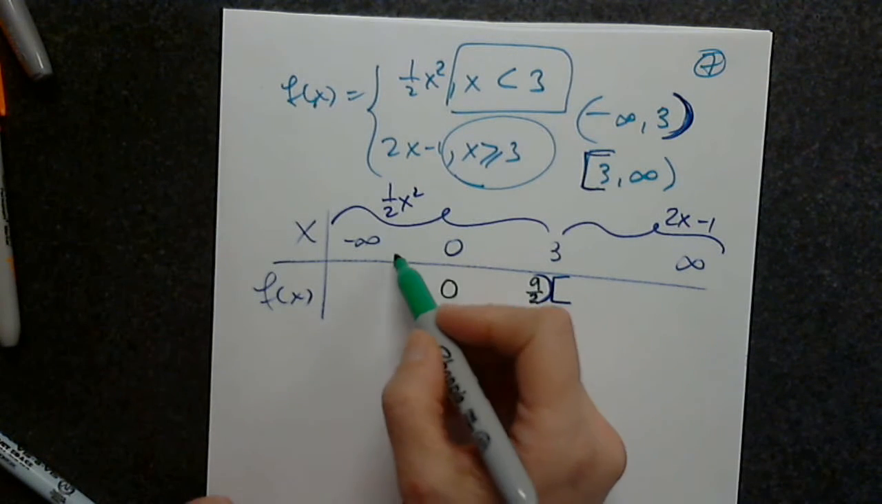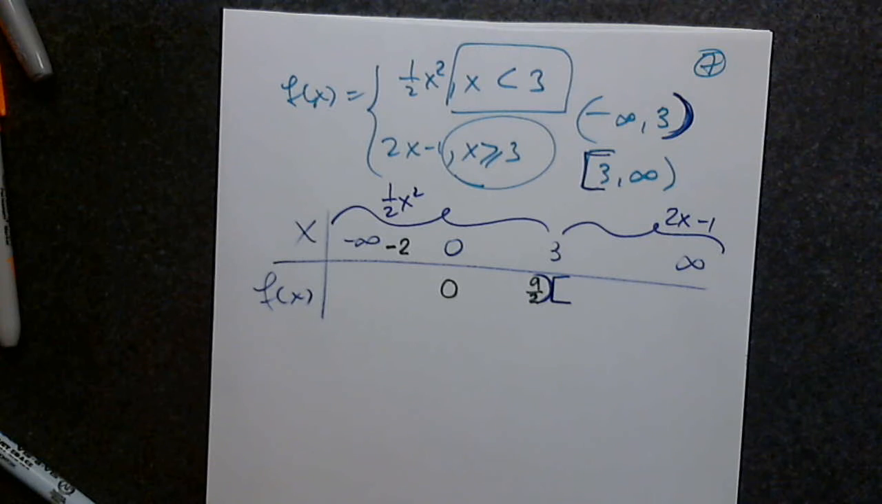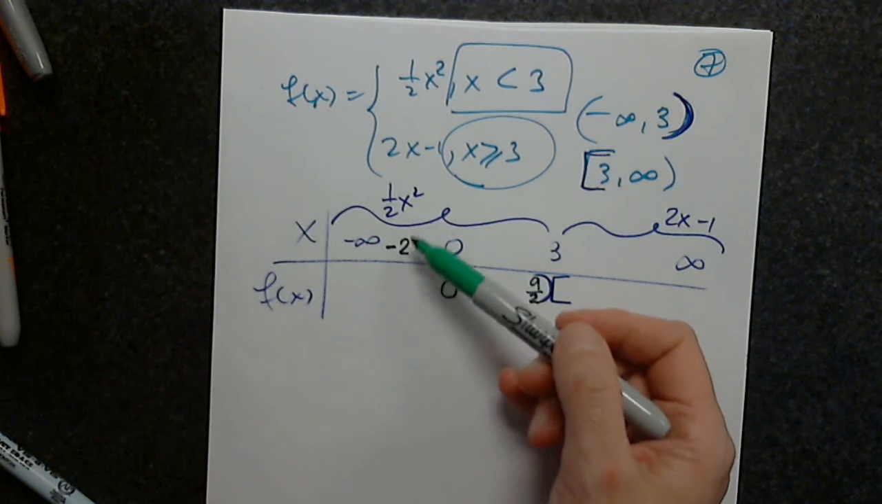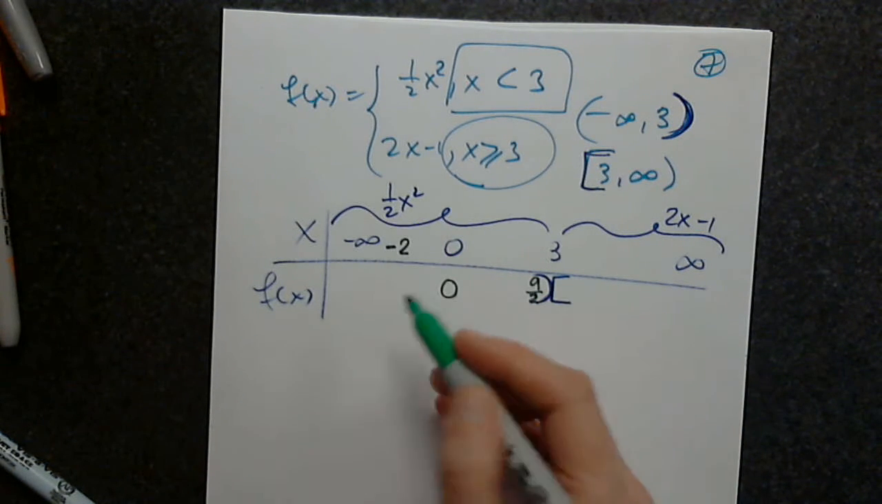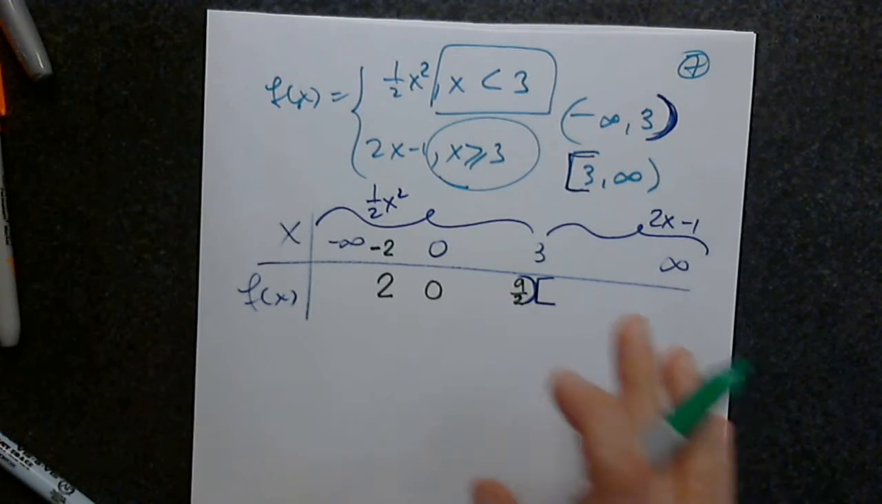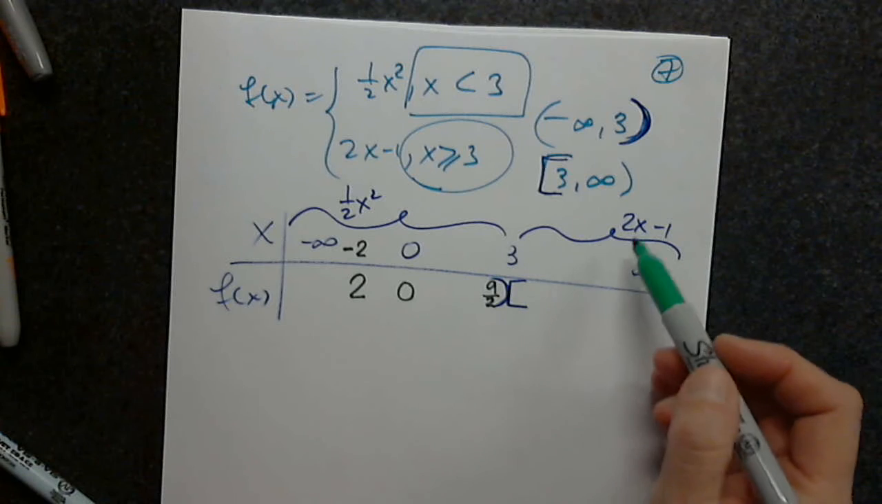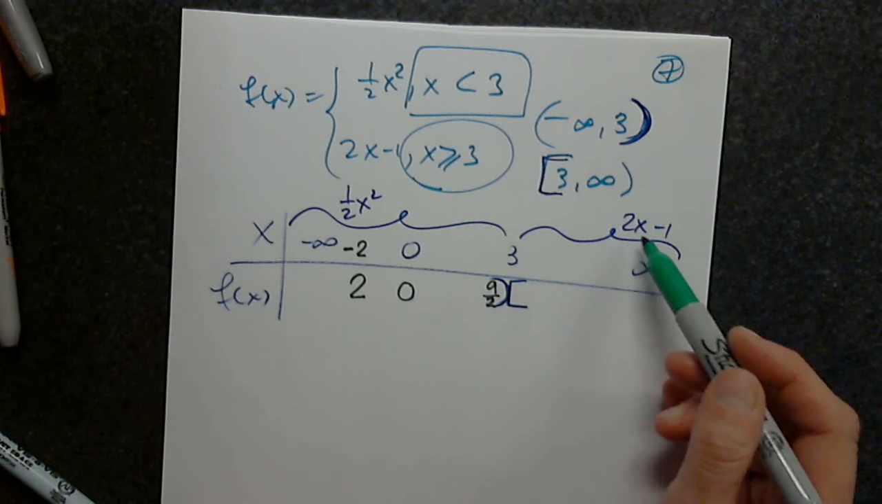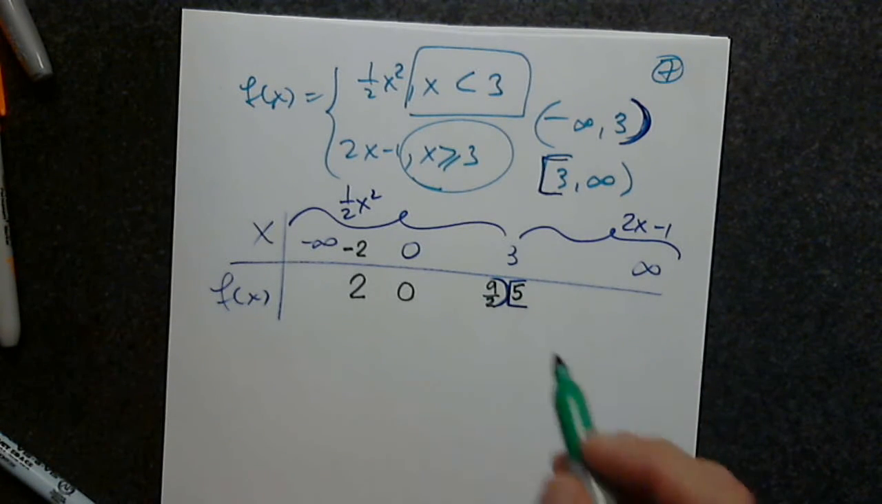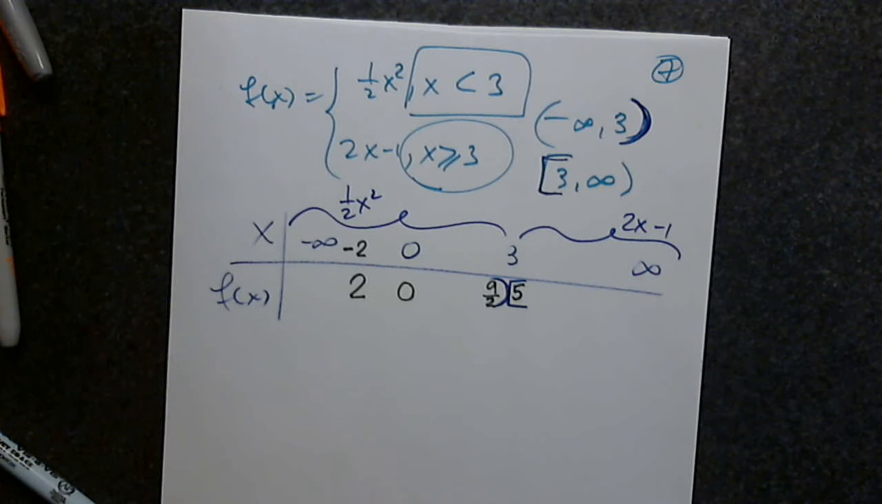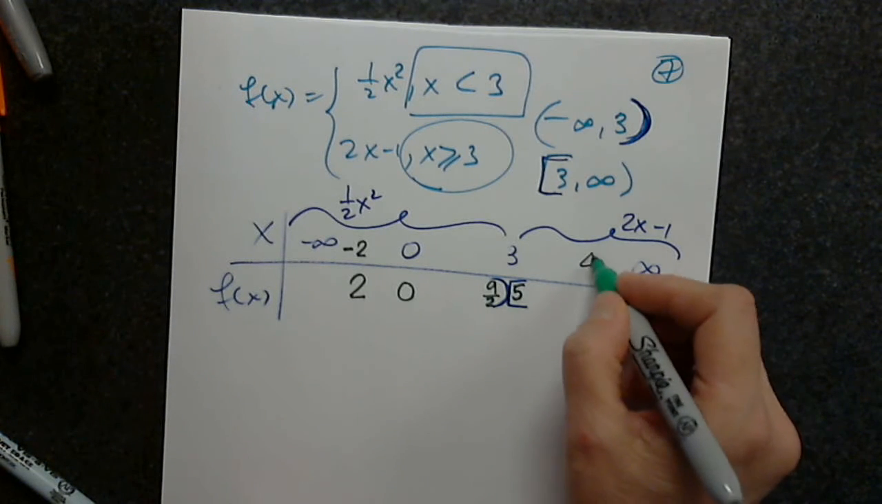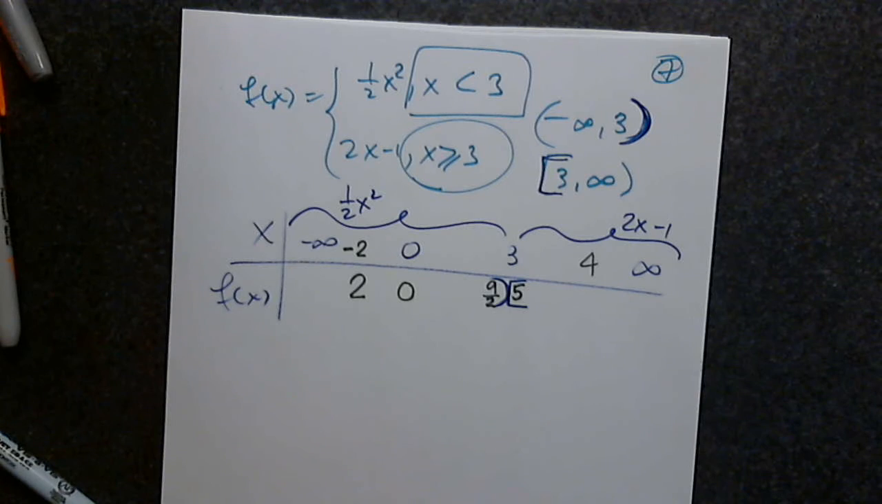Let's say I also replace x by -2 because I get a nice number. -2 squared is 4. 4 divided by 2 will be 2. That's enough for the left-hand side. Now for the right-hand side, I have to plug in 3. 3 times 2 is 6 minus 1 is 5, and I write it inside the bracket. And I'm going to choose the next in line, 4. 4 times 2 is 8 minus 1 is 7.